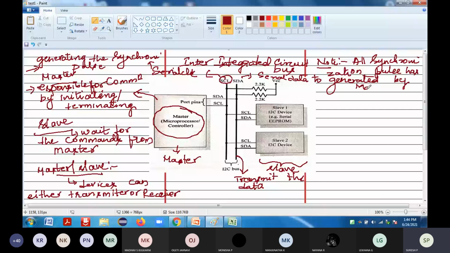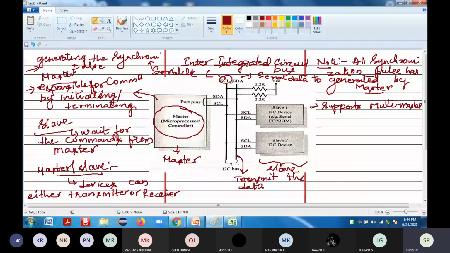Now if we take the I2C, that is the inter-integrated circuit, it supports multi-master architecture on the same bus. Make a note that it supports multi-master. What does it mean? I can connect another microprocessor. You are going to have two different lines in the I2C bus: one is your SCL, the other is SDA. That is the serial clock line and the serial data line.